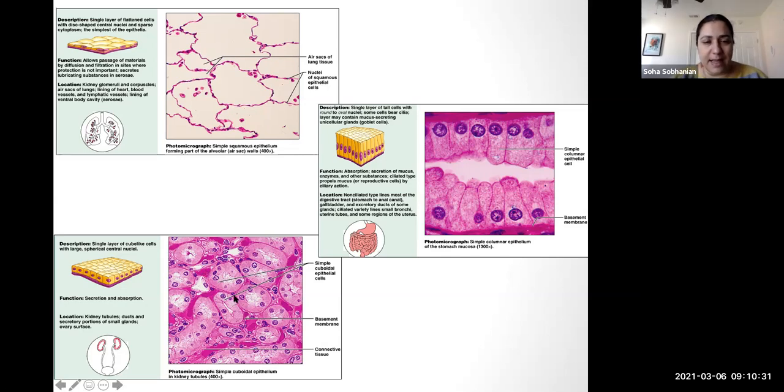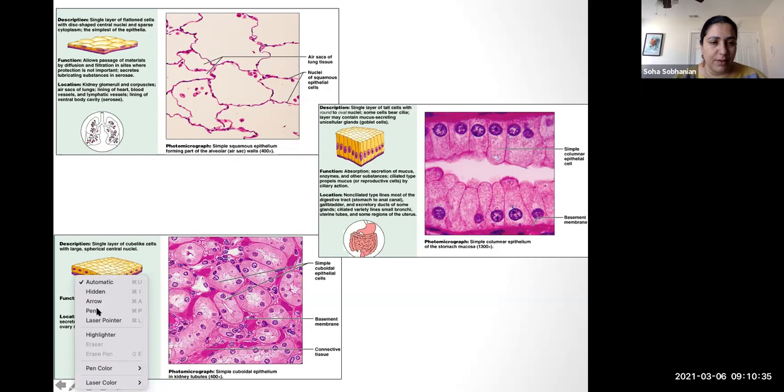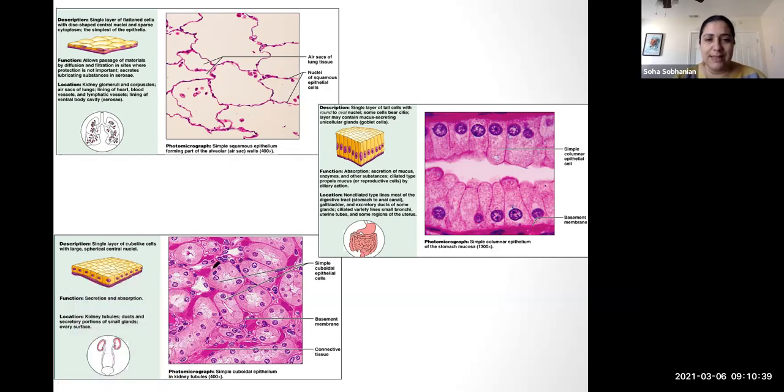Now here is another example. I'm going to use my pen to show you. These round things are actually made up of multiple cuboidal cells. So they kind of look like this. This is one cell, I'm just highlighting it for you. Here is another cell, giving you the border of these.